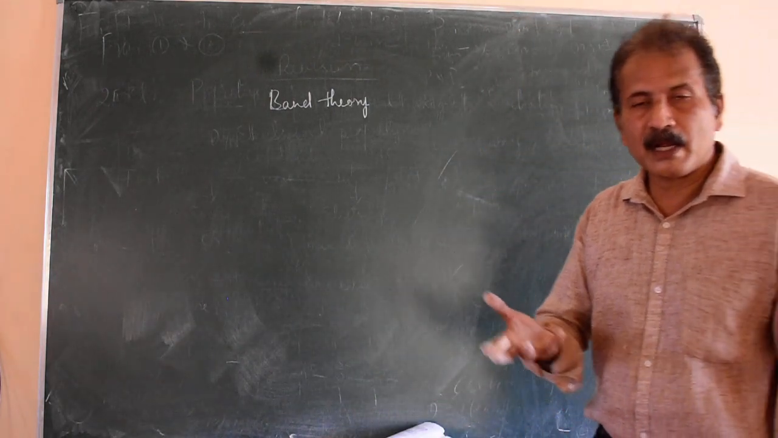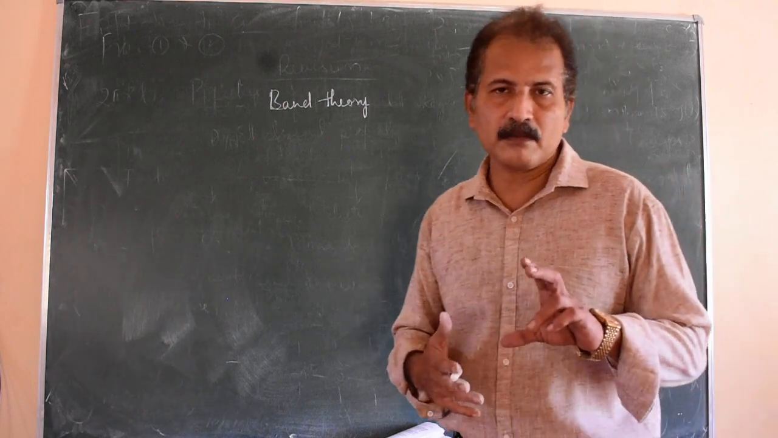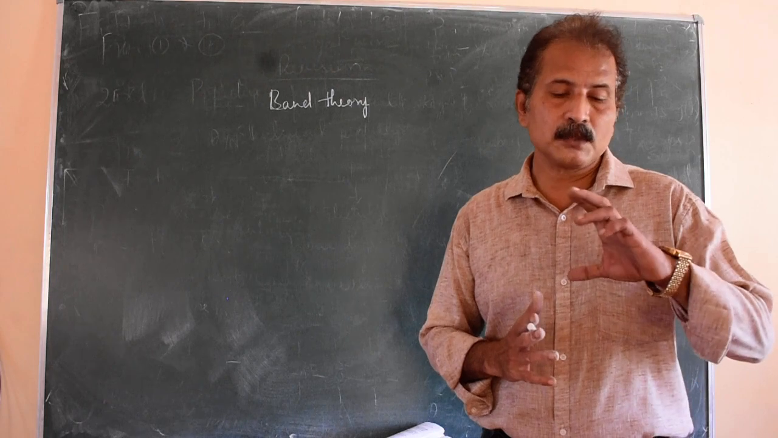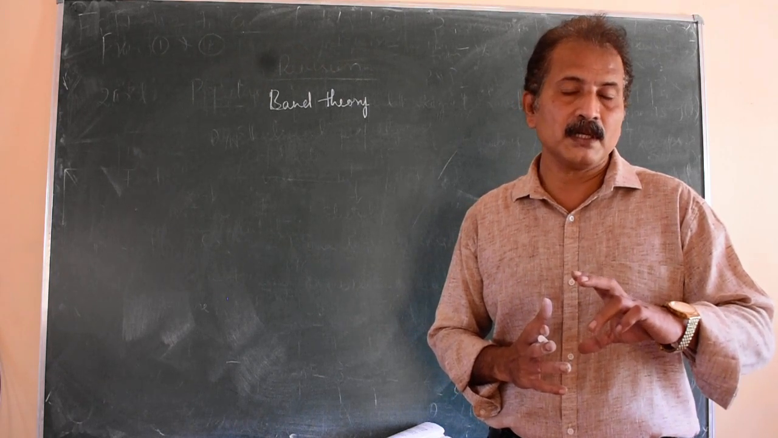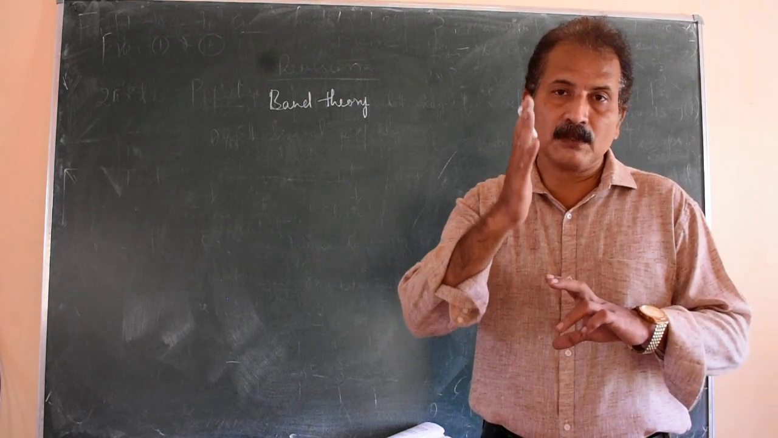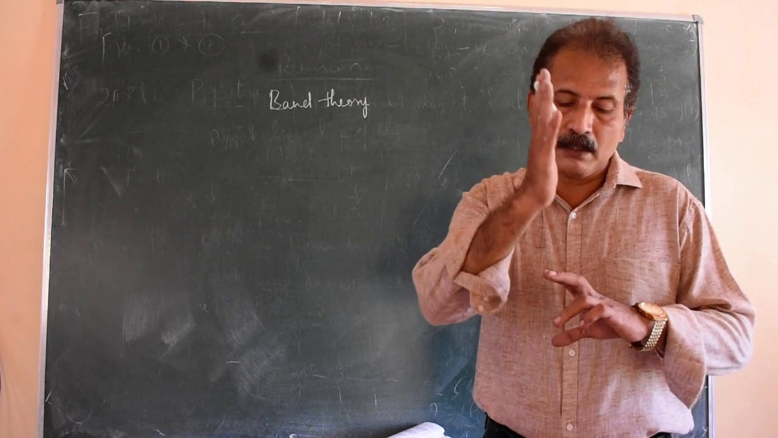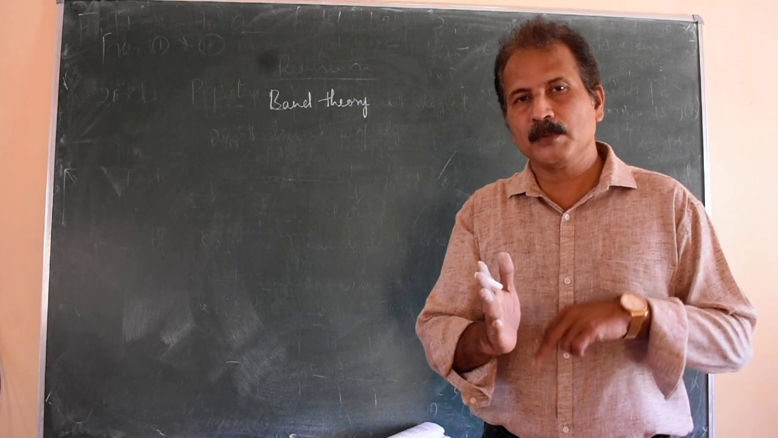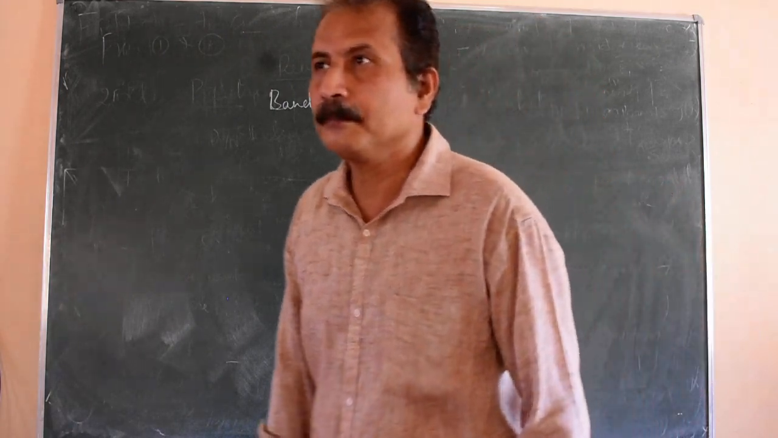So a conductor will have this type of structure. Either it will have a band which is partially filled, or, if it is not partially filled, it will have another, higher conduction band that is going to overlap, so that the electron can move from the lower band to the higher band.